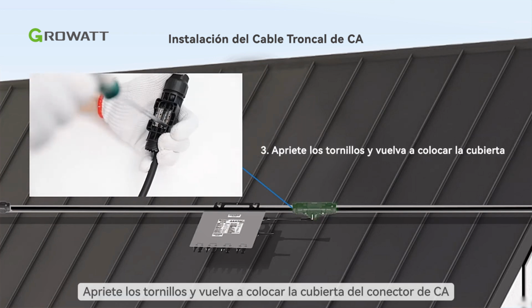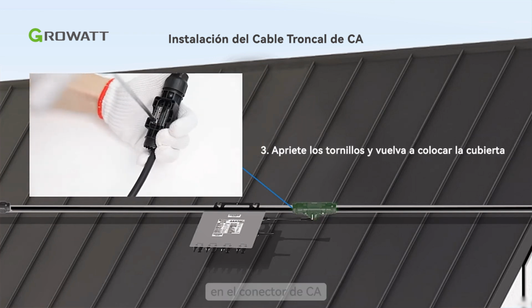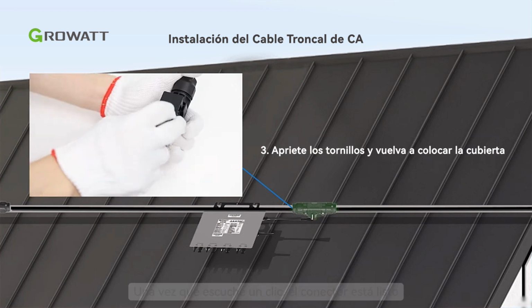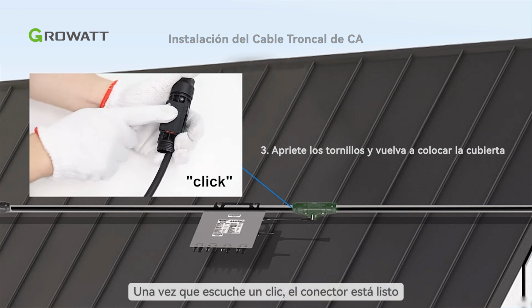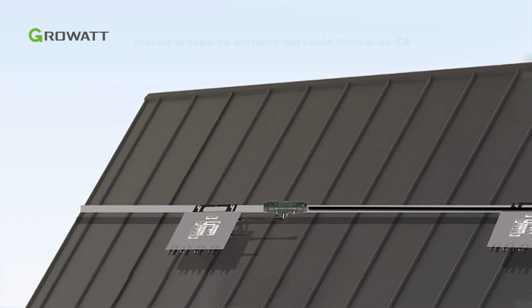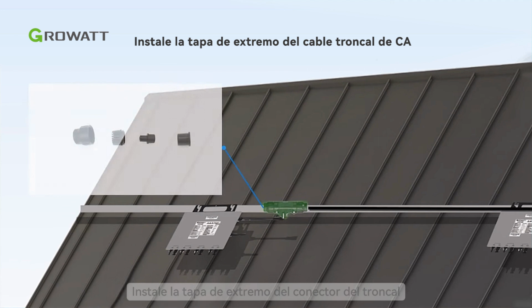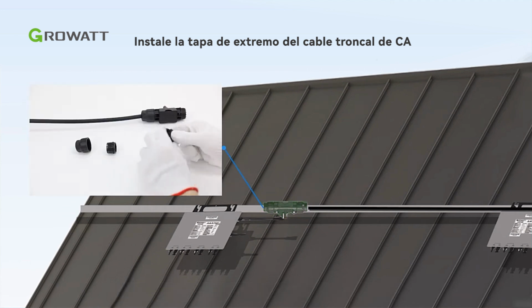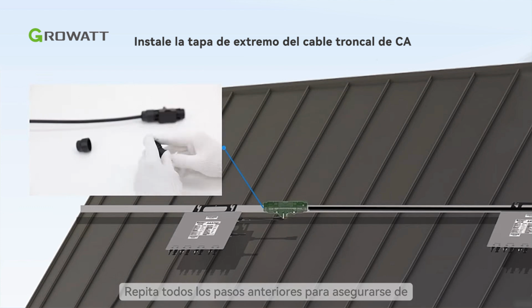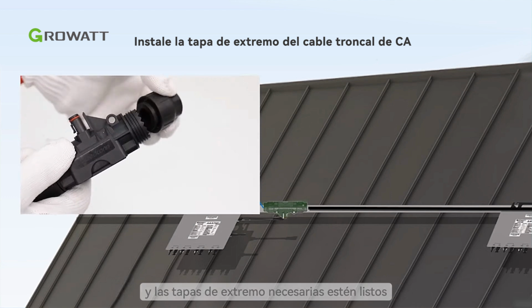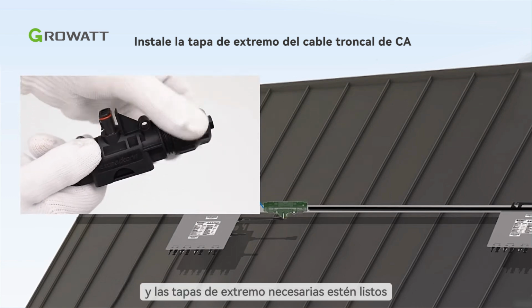Tighten the screws and put the AC connector cover back onto the AC connector. Once you hear a click, the connector is ready. The next part is to install the AC trunk connector end cap. Install the trunk connector end cap and screw the end cap back to the port. Please repeat all the steps above to make sure all the AC trunk connectors and end caps required are ready.